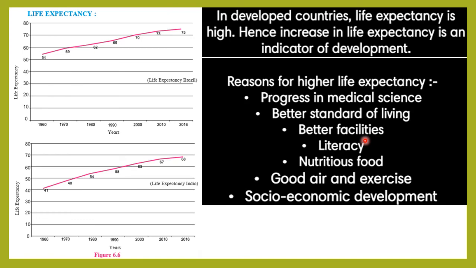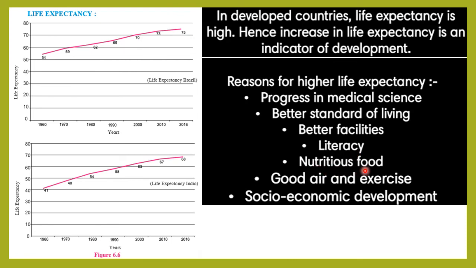Okay, in developed countries there are much better facilities than in India. And in India also, if we see, urban people have better facilities than rural people. That also matters. Then literacy rate also matters. So literacy rate in developed countries is much higher than in our country.